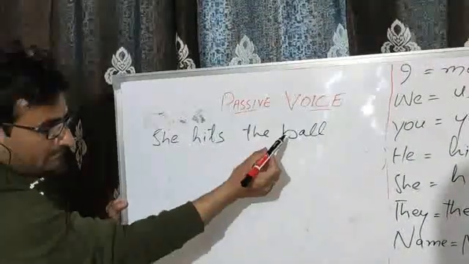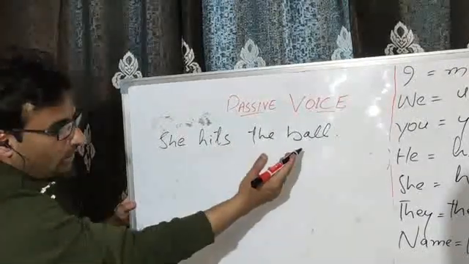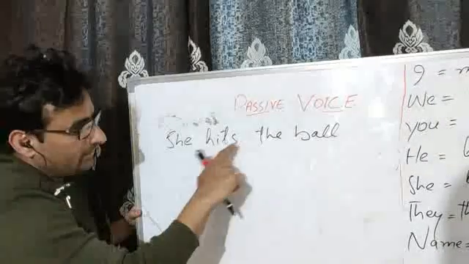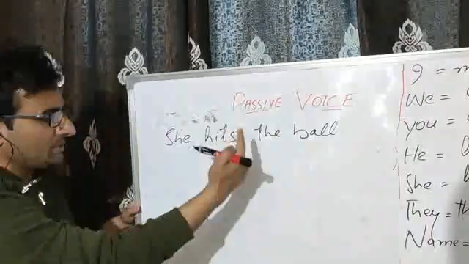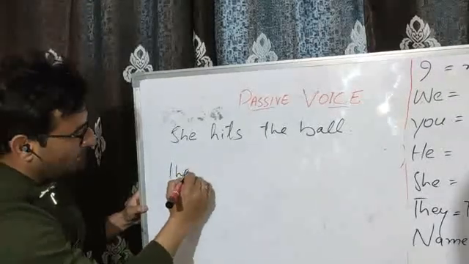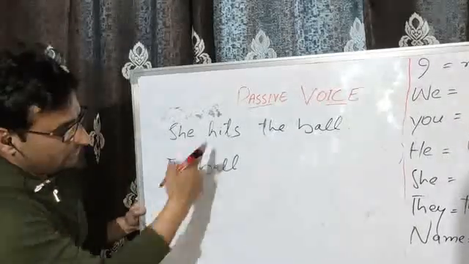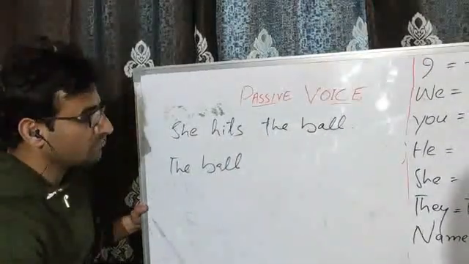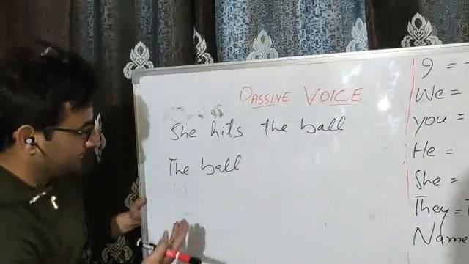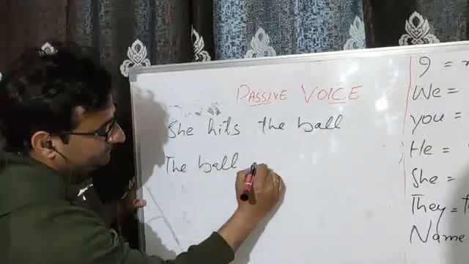द फर्स्ट थिंग, बॉल आपका, या शी सब्जेक्ट है आपका, हिट्स वर्ब है आपका, और बॉल इट इज डायरेक्टली अफेक्टेड बाय दिस वर्ब. ठीक है, सो दिस इज ऑब्जेक्ट. सो सबसे पहले आप ऑब्जेक्ट को सब्जेक्ट में लाएंगे. द बॉल, so it is present tense, so we have to use auxiliary verb which are used in present tense, is, am, or जो भी. So we can use is here again.